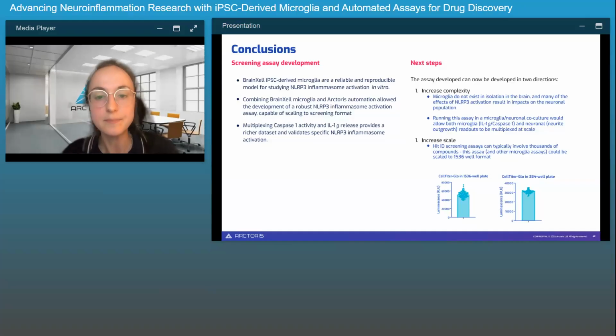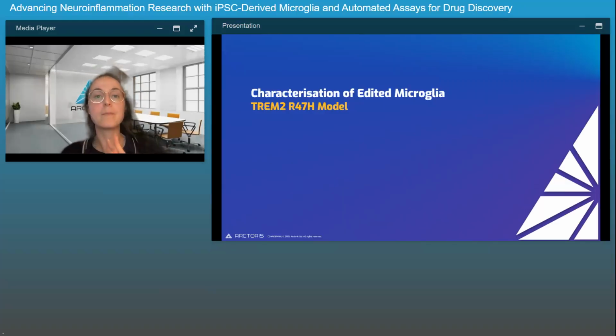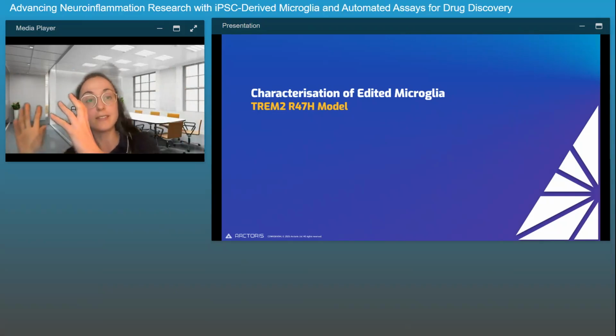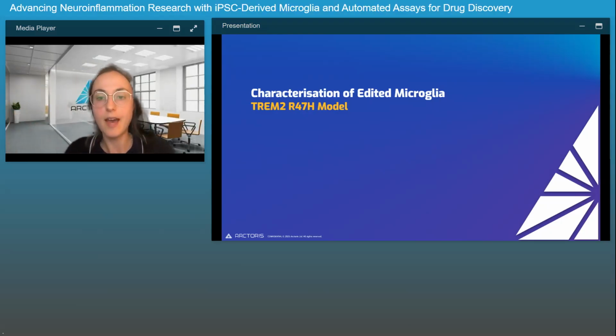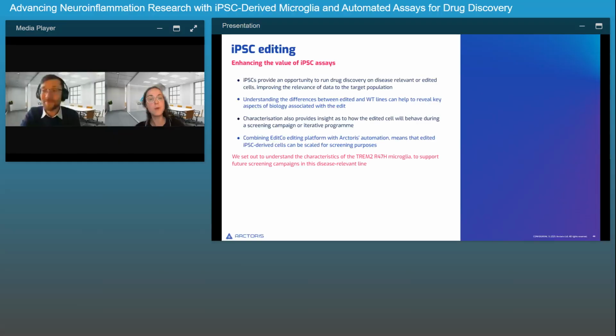and do these very high throughput screens. Now we are going to discuss how we can use not only wild-type microglia, but also do assays in microglia that carry mutations of interest, mutations related to a specific disease. In this case, the TREM2 R47H model, and this brings all 3 companies together: Editco edits the iPSCs, Brainxell differentiates these genetically modified iPSCs into our cell type of interest, and then we've done assays with them. And Chris is going to give us a brief introduction into iPSC editing.